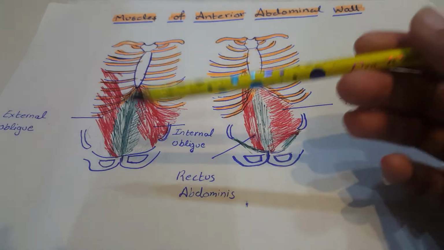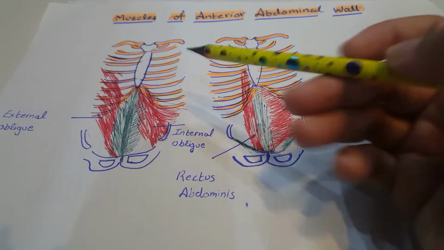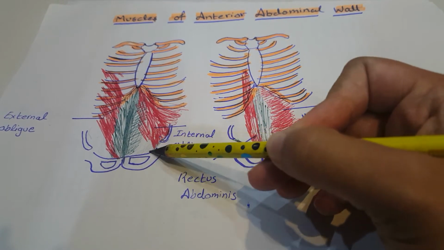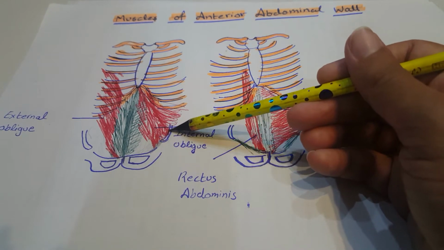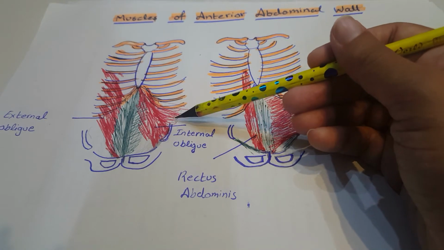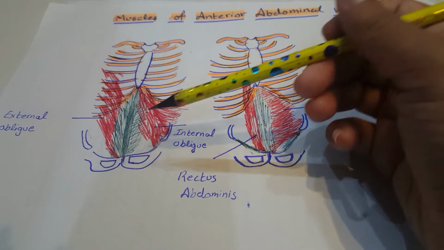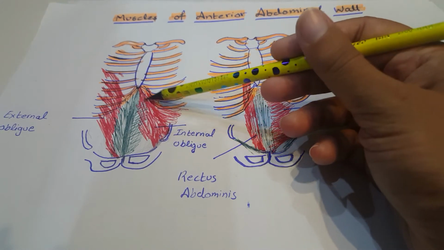Now let us discuss internal oblique muscle. As you can see in the diagram, internal oblique muscle originates from the lateral part of the inguinal ligament. It originates from the intermediate area of the iliac crest. This muscle also originates from the thoracolumbar fascia posteriorly. And muscle fibers, as you can see in the diagram, are directed upward, forward, and medially.